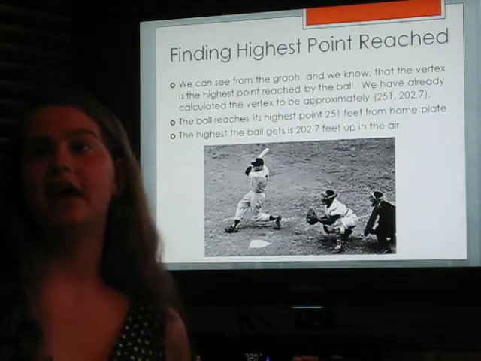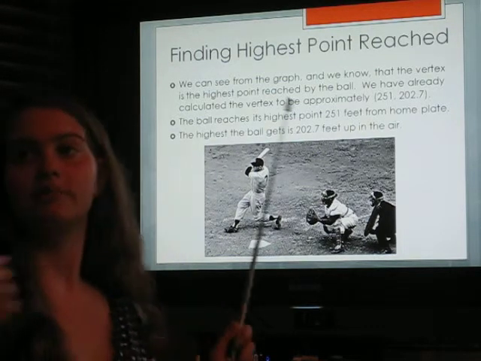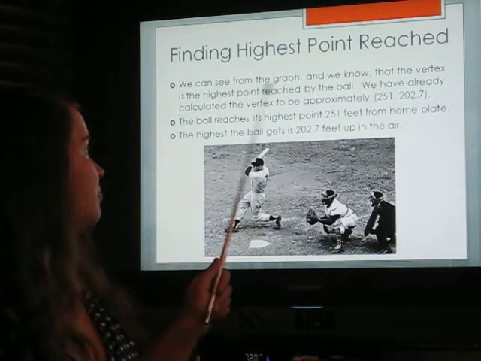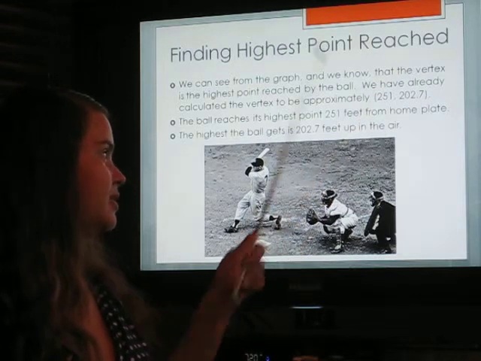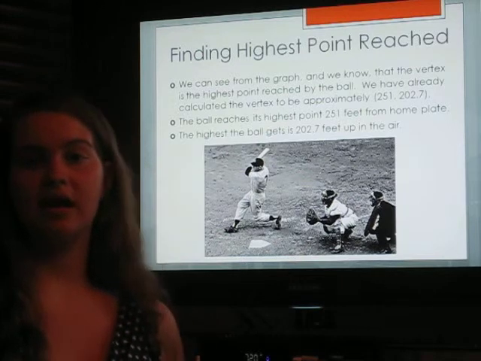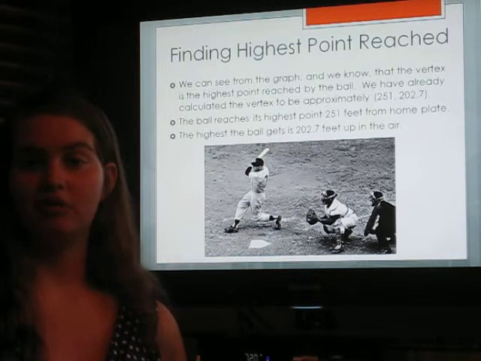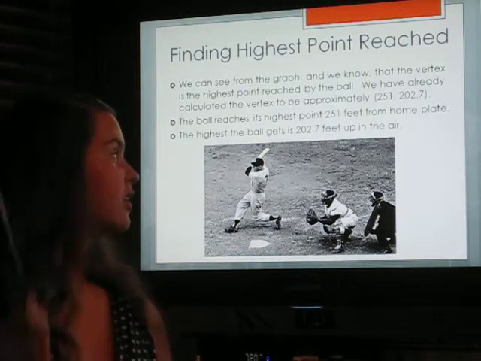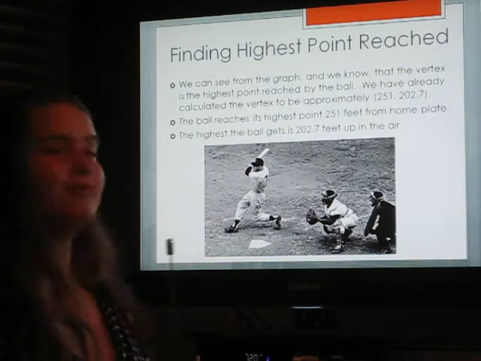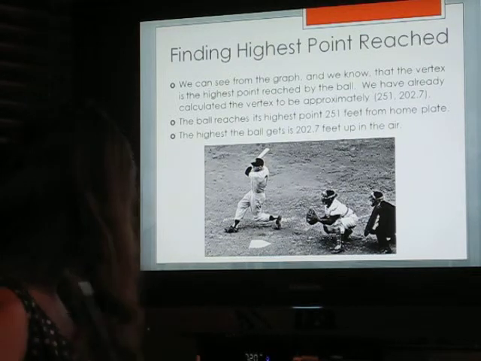So now we need to find the highest point that the ball reached. And we saw from the graph that the highest point would be the vertex. So we've already calculated the vertex to be 251, 202.7. So thus, when the ball reaches its highest point, it's horizontally 251 feet from home plate, and vertically it's 202.7 feet up in the air. And here's a picture of Mickey Mantle, the person who hit the home run that we were just analyzing.